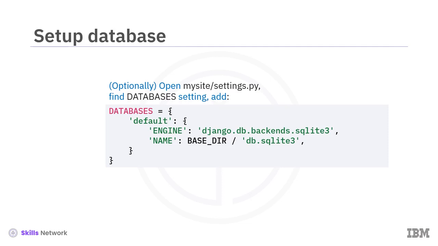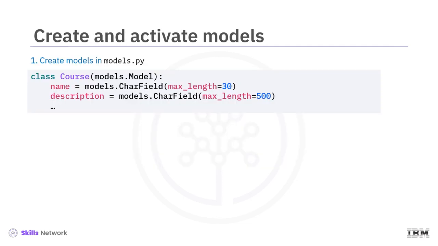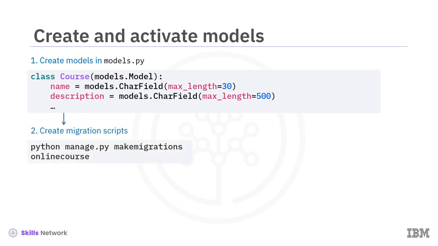Once we have set up our app and database, we can define our Django models as the ORM component between objects and database tables. Let's define a simple course model here with fields like name and description. Next, we'll tell Django we've updated the model by running python manage.py makemigrations onlinecourse. Django will then create migration scripts under the migrations folder.